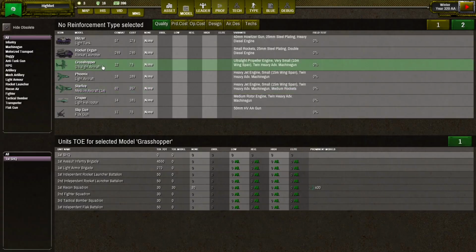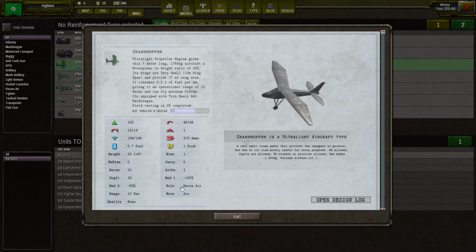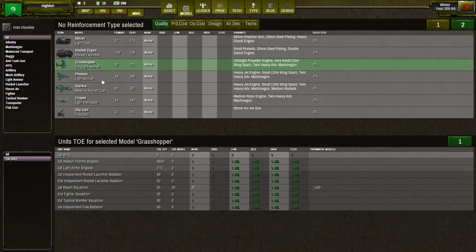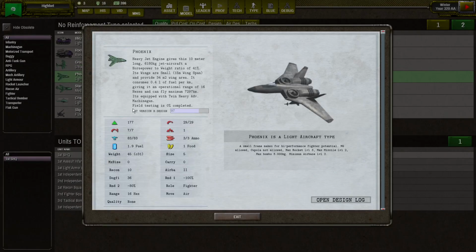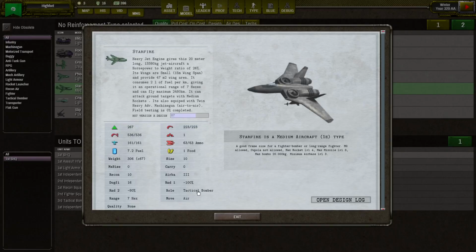So we have here our basic ultralight Recon unit, and here light aircraft fighter, and here medium aircraft tactical bomber and helicopter. So to check what's the role of each unit, you need to simply click on the image, and here on the bottom right corner there is a role description. So we know that this is the Recon unit, and in case of that airplane, if we click, we can see that this is the fighter unit, and this one is tactical bomber.